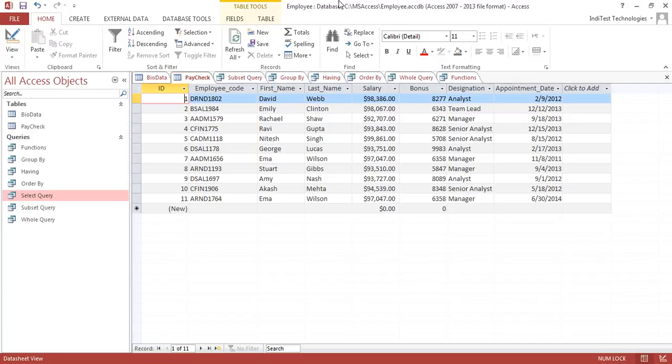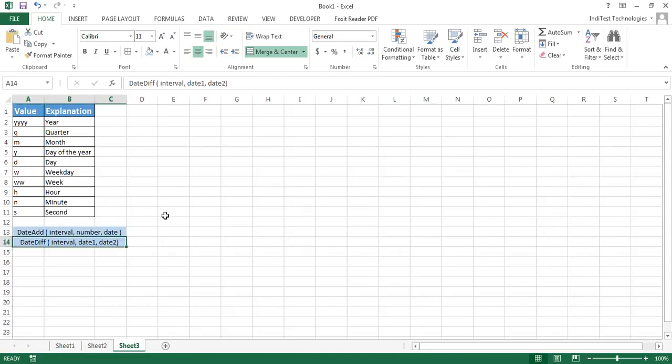In this session also we're going to be discussing a very important function, and it goes by the name of DateDiff. And it's pretty much similar to the DateAdd function, except for the fact that it does not add dates. It simply tells you the difference between two dates itself.